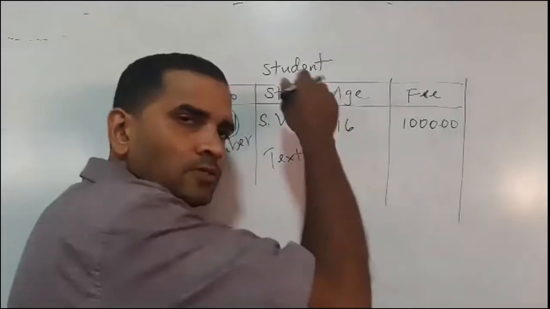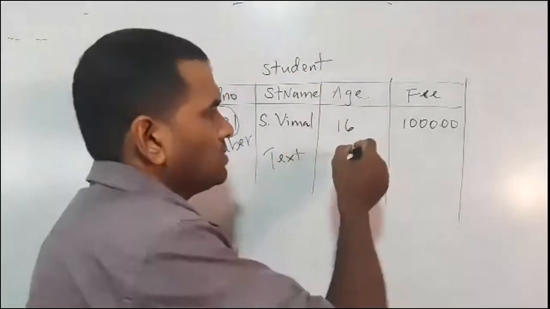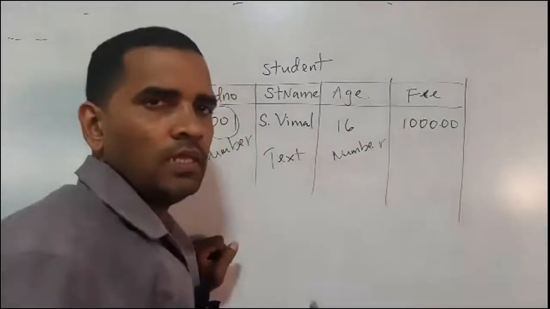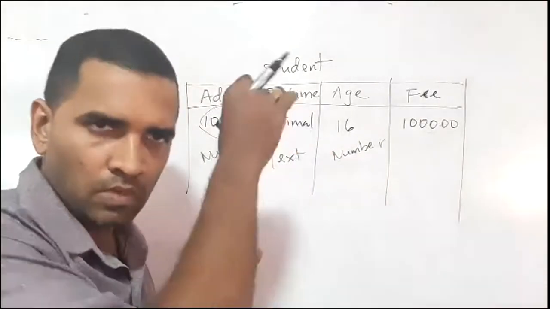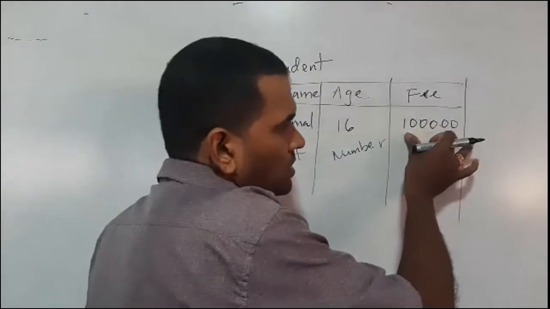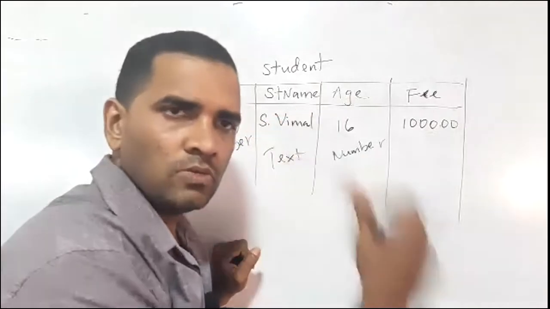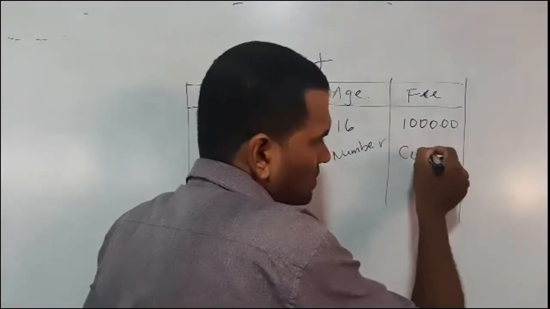So age, here I want them in number, right? Age must be entered in number, so it is a number. I don't want their names in text, like 16 in letters. I don't want that, I want it in number. And look at the fees. It seems to be a number, but not actually a number. It is related to money. So it is currency, right? I take it as currency.